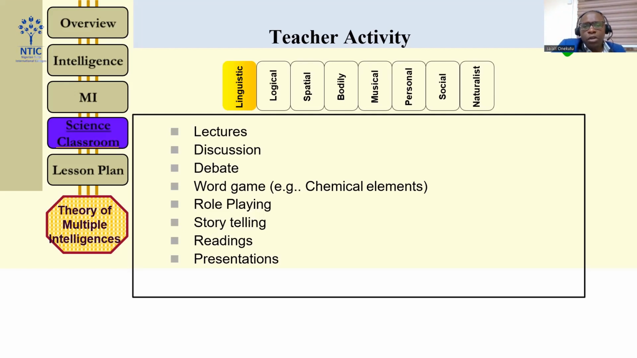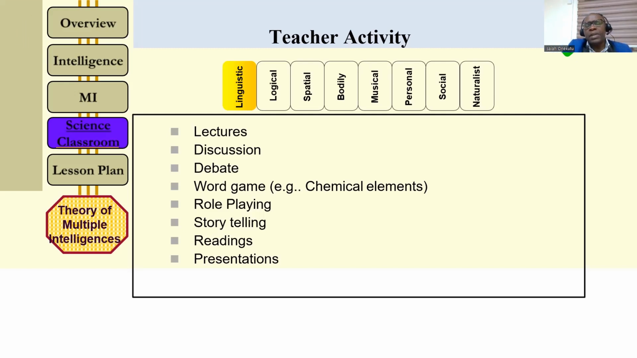Now, there could be word games, it could be role play. Of course, they love role play a lot. Literature students can go around with this. You give them a role to play and they dramatize this role. And they could tell stories from this. They could read, they could do presentations. Now, all of this falls within the linguistic learners, a linguistically intelligent student. So you could adopt this.